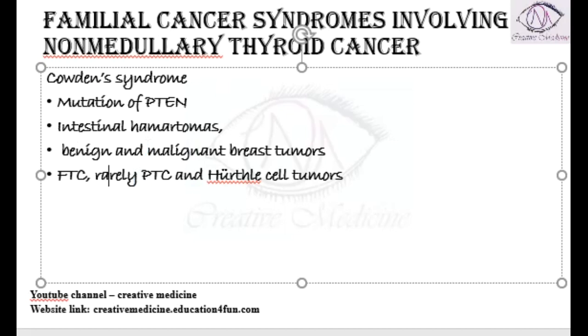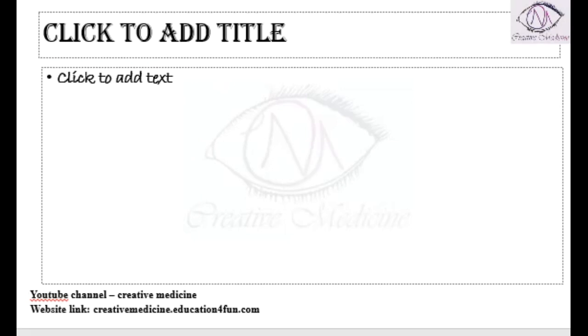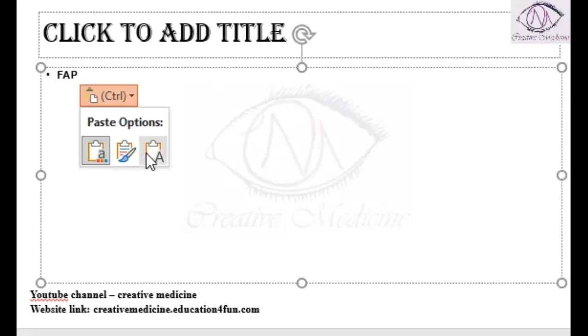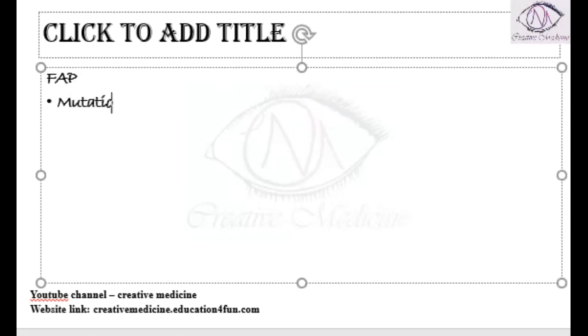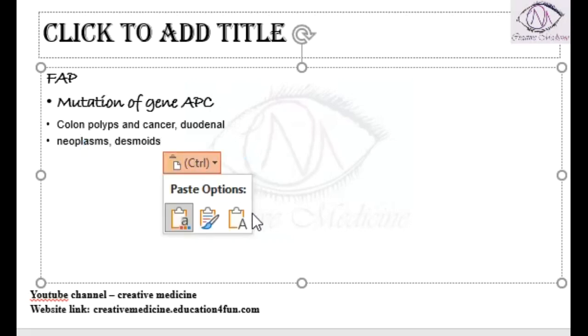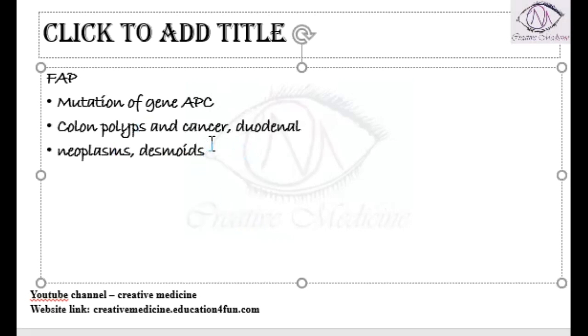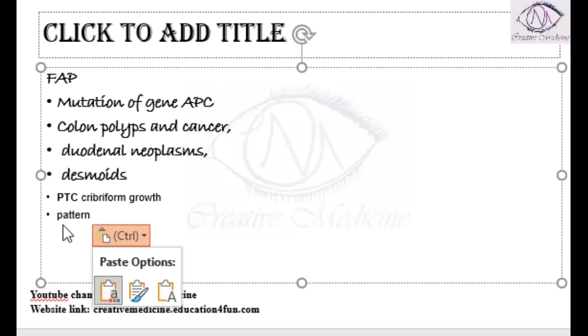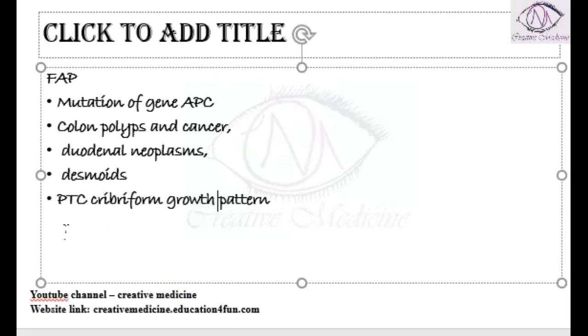This is Cowden syndrome. Now, familial adenomatous polyposis occurs mainly due to mutation of the APC gene. If the patient has familial adenomatous polyposis, then the patient will present with colon polyps or cancers, and also desmoid tumors. In thyroid carcinoma, the patient presents with papillary thyroid carcinoma, especially of the cribriform pattern.